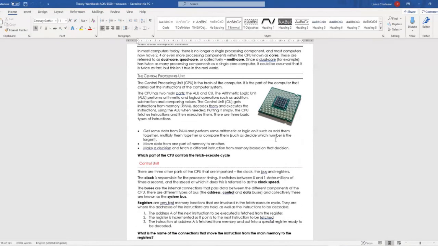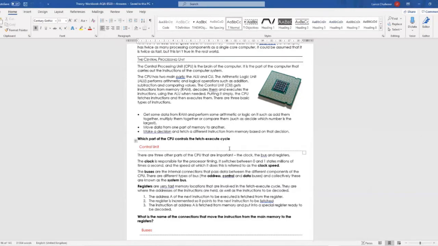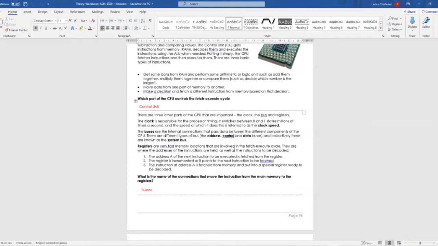Right, so the CPU, again, you can read this for yourself. Which part of the CPU controls the fetch execute cycle? The control unit. So it's the control unit that controls the fetch execute cycle. And then there are 3 other parts of the CPU that are important.